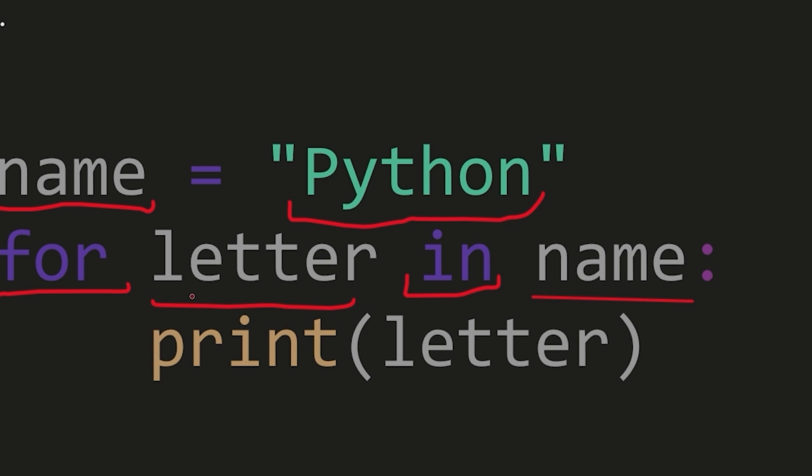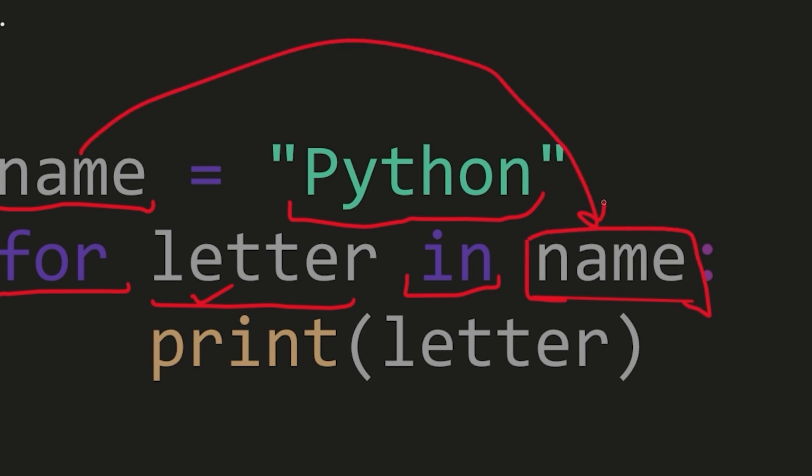So here we have written a variable letter, and after that, why have we used a variable again? We have to give a sequence over here. But in the case of strings, you can simply give the variable name. So we have given the variable name as name here. So this value will come over here. The value of this name is Python. So automatically Python will be stored as the sequence over here.